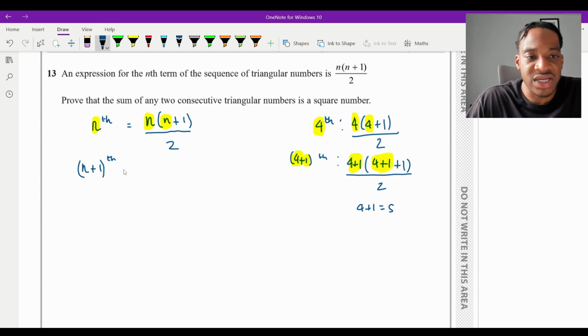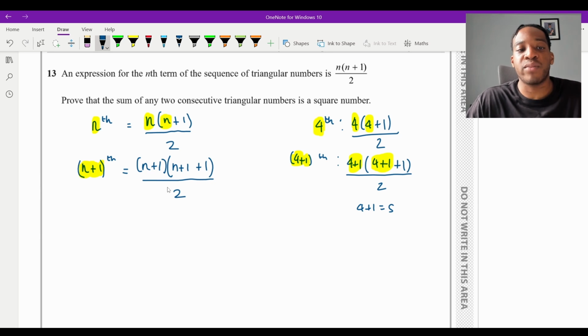So based on that, the n plus 1 term is going to be, well, remember, I'm going to highlight it in yellow again. If this is n plus 1, then the one on the outside has to be n plus 1 as well. So it's going to be n plus 1 here, multiplied by another n plus 1 here, and then plus the 1, and this is all over 2. So this is an expression for the n plus 1th term, which is the term after n. So we've got two expressions.